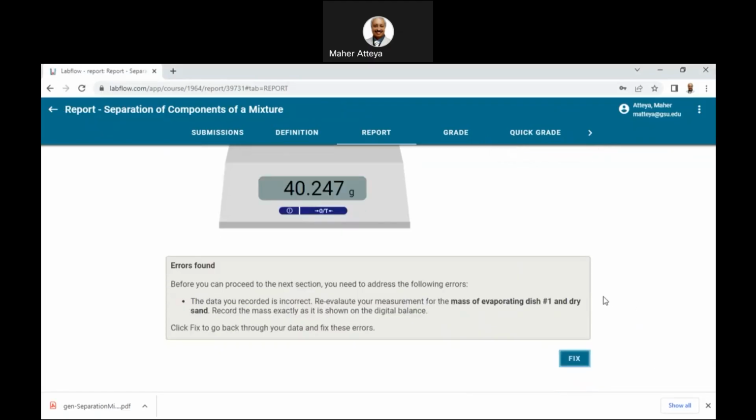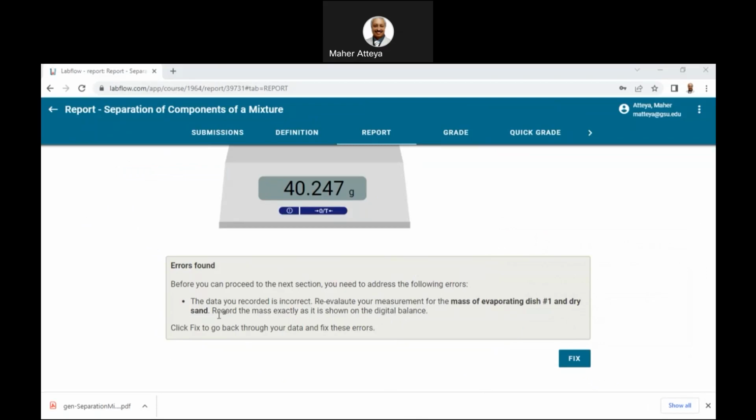It said errors found. Before you can proceed to the next section, you need to address the following error. The data you have recorded is incorrect. Evaluate your measurement. It said that I should enter the mass of the weighing dish and dry sand, recorded exactly as shown in the digital balance. So it shows that we have an error here. So edit. It's good that we have entered an error.